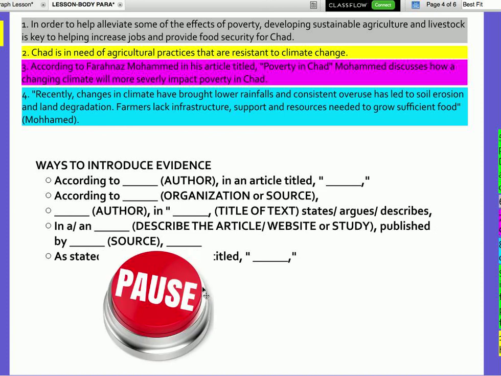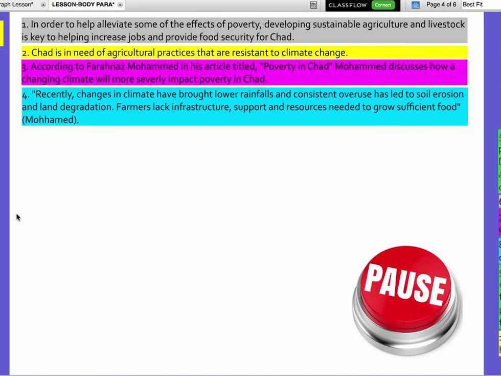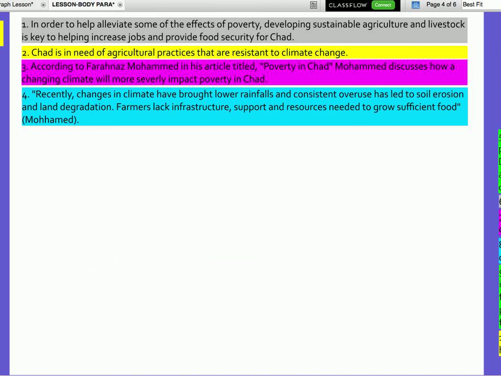So right now I'm going to have you pause again and go ahead and write your evidence and introduce that piece of evidence. All right.